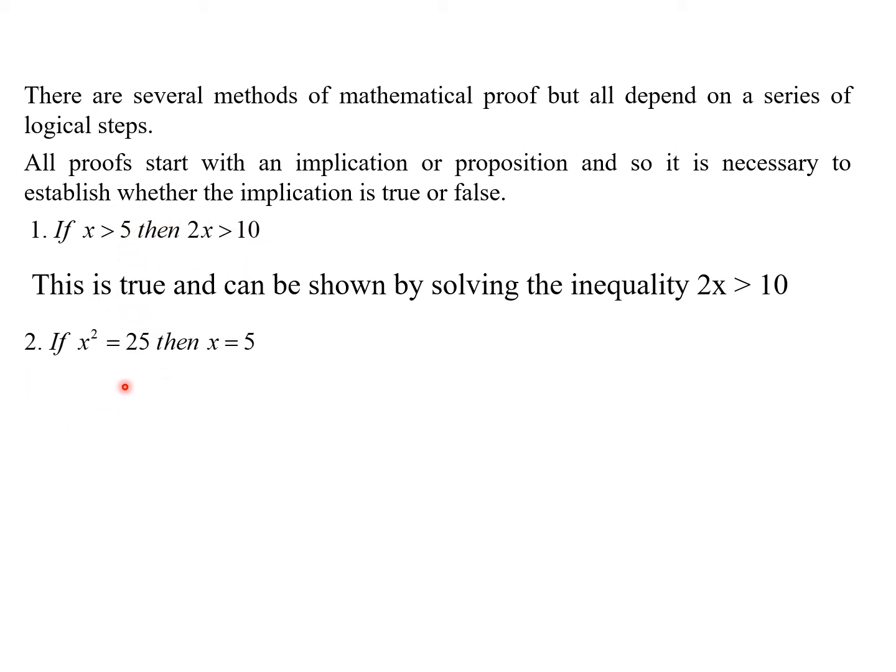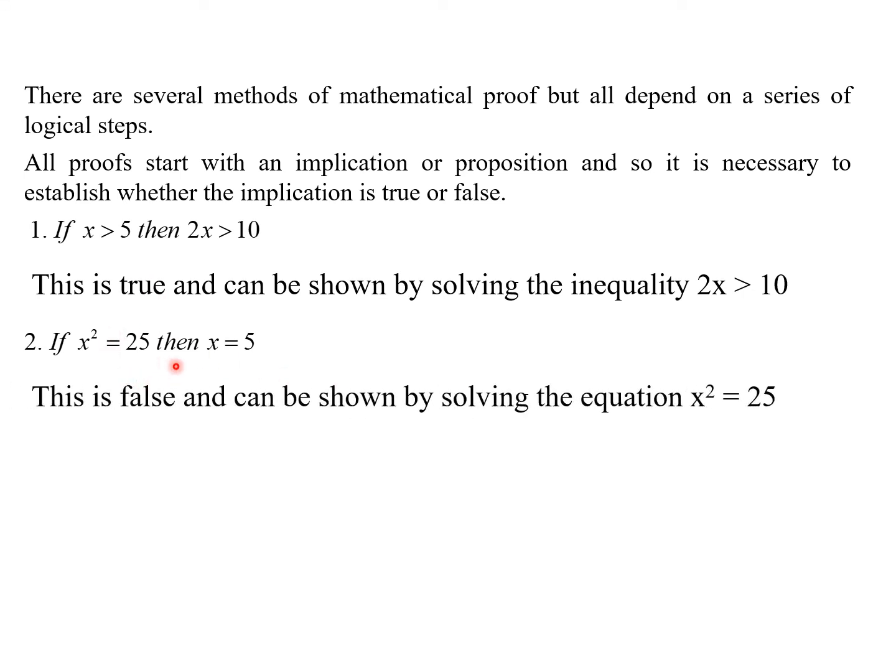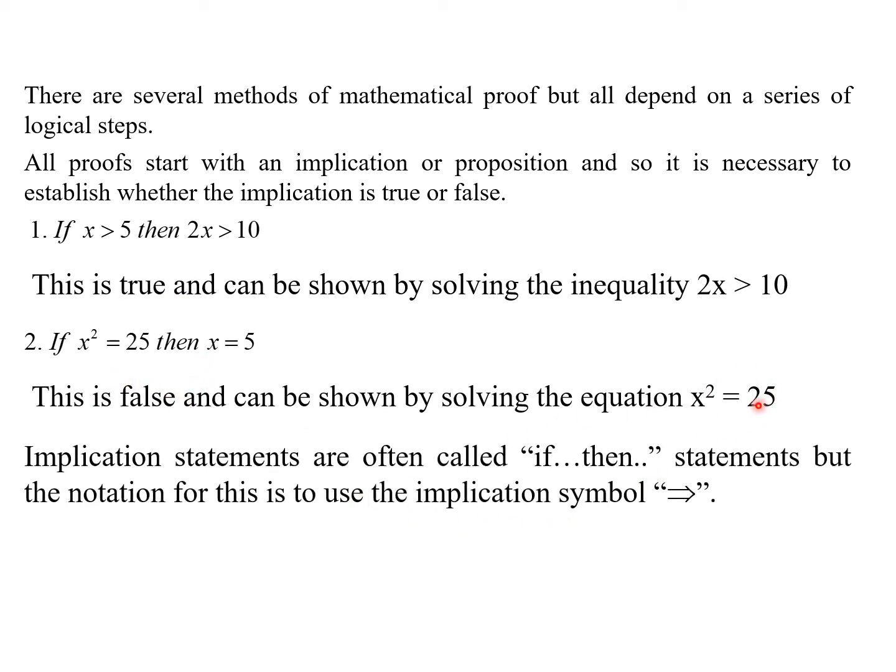The next statement is, if x squared is 25, then x is 5. If you think of this statement logically, it is obviously false, simply because if x squared is 25, then there's a possibility of x being positive 5 and also negative 5. To show that this is false, you simply solve x squared equals 25, and you will get x being plus or minus 5. So x being 5 is not the only answer for this statement. Therefore, this particular statement is false.